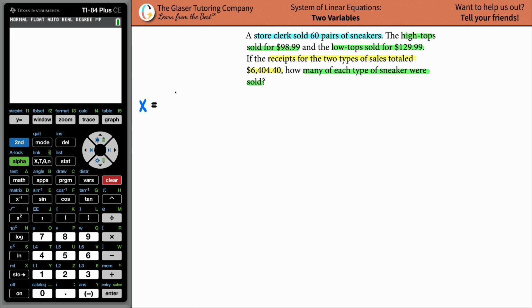Now, we want to know how much of each, so the quantity. So we're going to say X equals the number of high tops sold. And when I'm talking about this, I'm clearly seeing Converse in my head, right? For high tops, low tops.